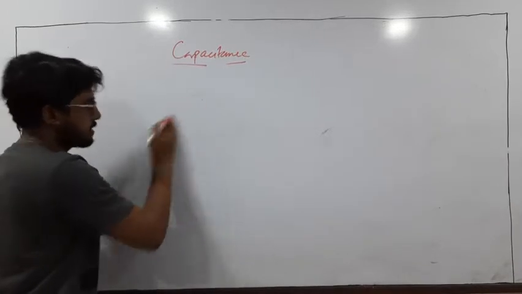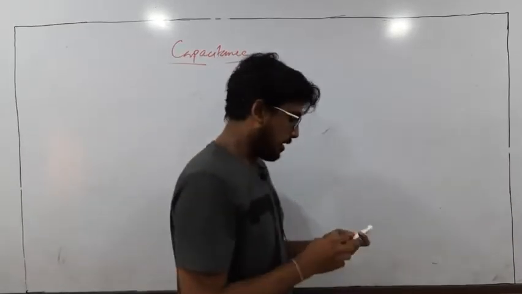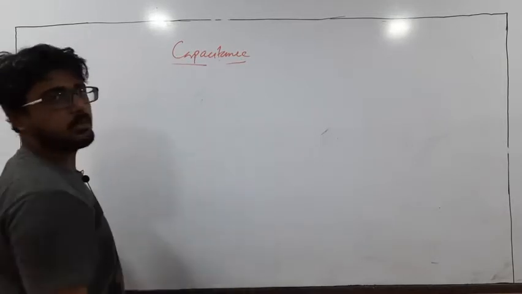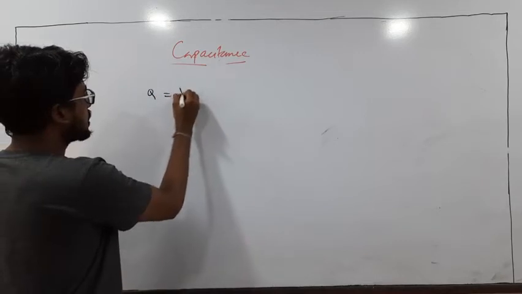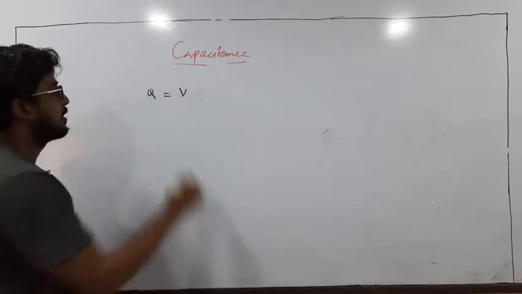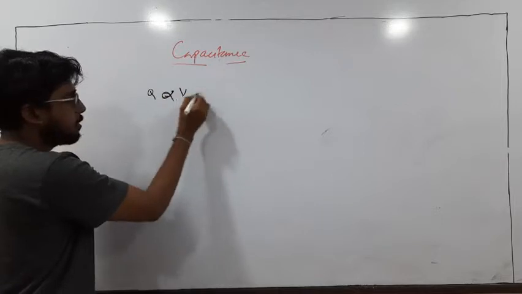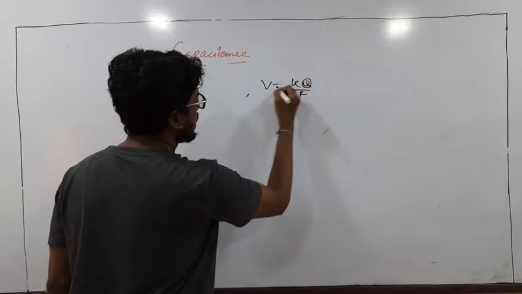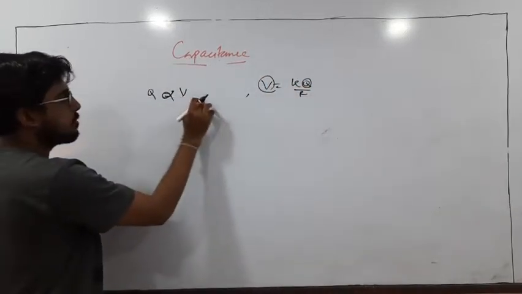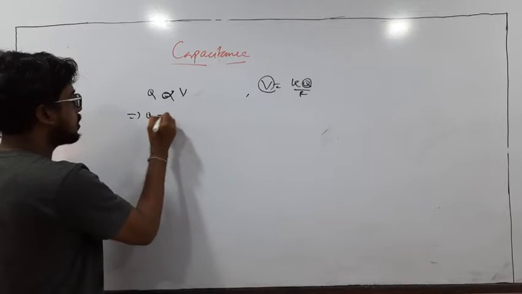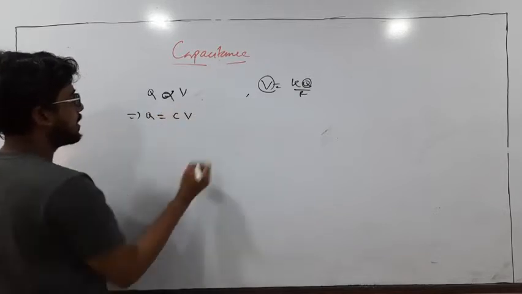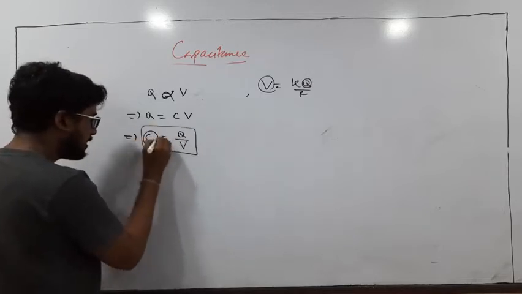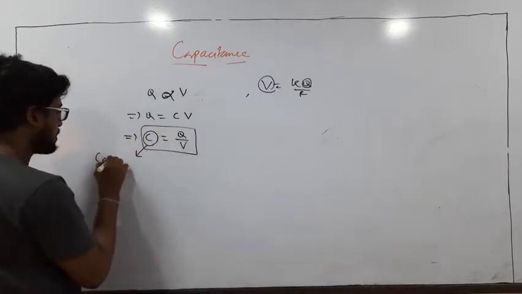So what is capacitance? As you already know, for a region, if we increase the charge, the potential will increase. So Q is directly proportional to V. If charge increases, the potential will increase, because the potential we already know is KQ by R. So Q is directly proportional to V. From this you can write Q equal to some constant C into V. So C will be Q by V. So this C, or constant of proportionality, is known as capacitance.